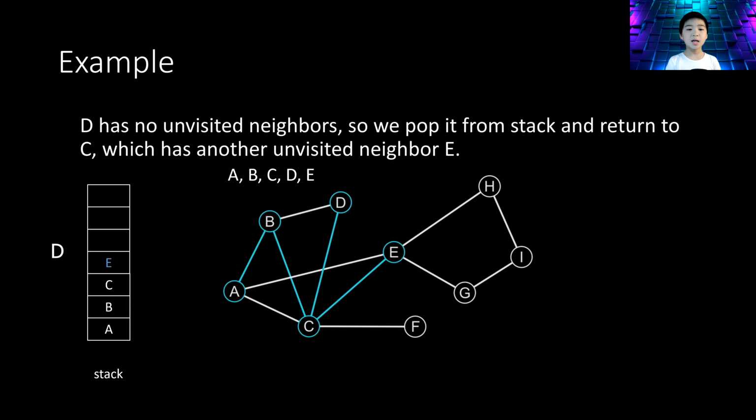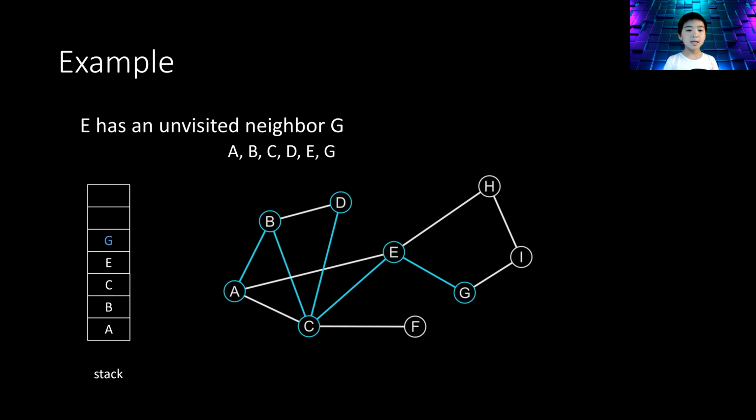But D doesn't have any unvisited neighbors, so we pop it from the stack and go back to C. We do have another unvisited neighbor, E. E has an unvisited neighbor, G, so we can also add G to the stack. We continue with I and add it to the stack. And now we have H, so we can add that to the stack. So the stack here has no size limitations, but we don't need more space in this example.